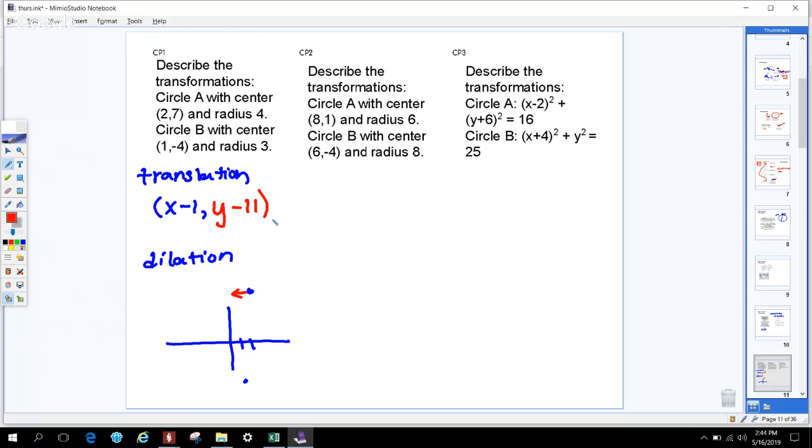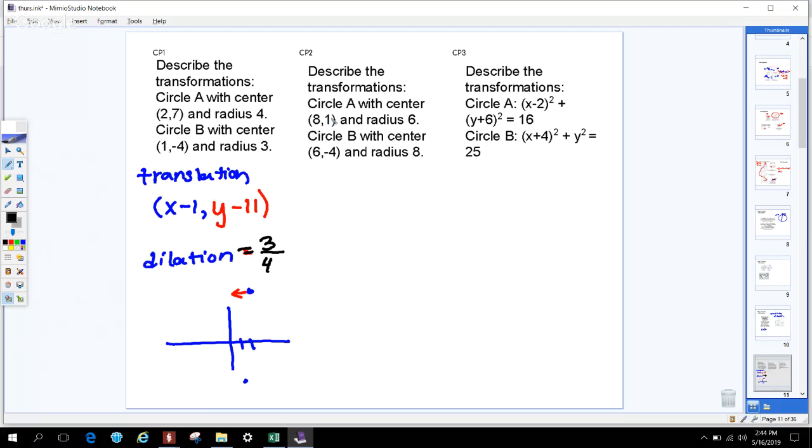Now we have to discover what the ratio is. The ratio is always what over what? New over old. So what is our new radius? What's our radius for circle B? 3. What's our radius for circle A? Done. Problem's done. So you're always looking for 2 things. It's not asking you to solve anything. It's asking, how did the circles move? First, we subtract or add to figure out its translation. Then we do division to find the scale factor. So let's look at the next one.